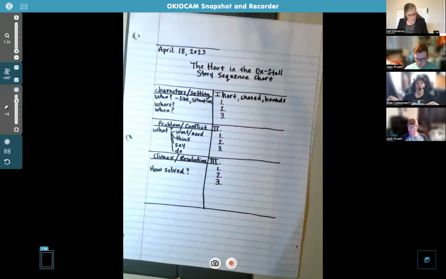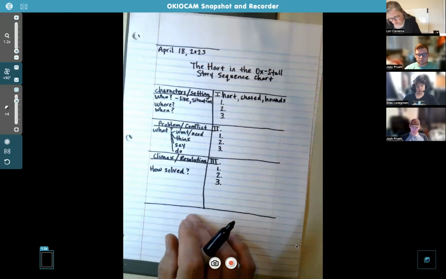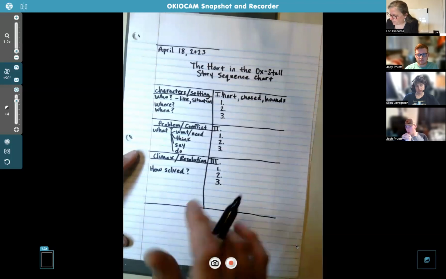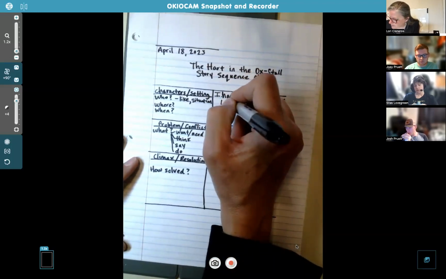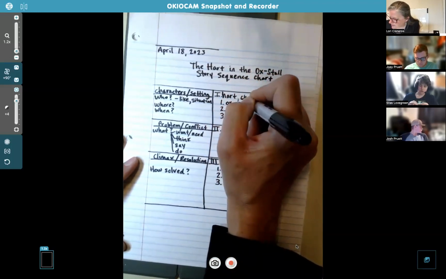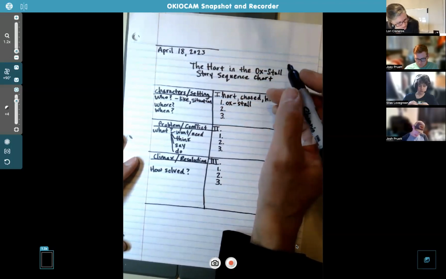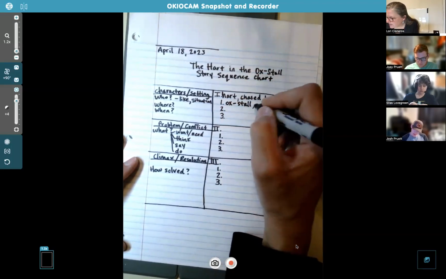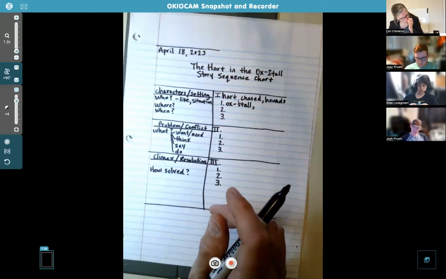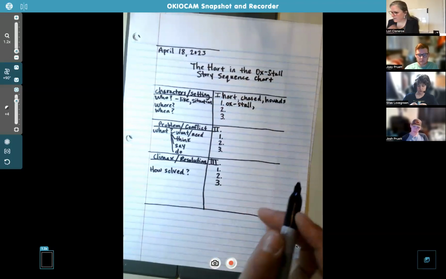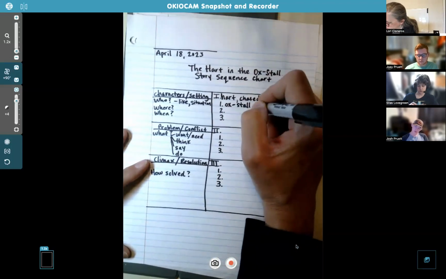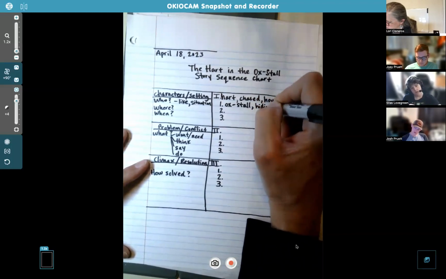And then where does he go? Where does the heart go as he's being chased? Where does he end up? Ox stall. In the ox stall, good. Which is also a barn, but I'm going to put ox dash stall. We're going to count that as one word since it's hyphenated. And he's hiding in there. What is he hiding under? Hay. I'm just going to put hiding and hay.